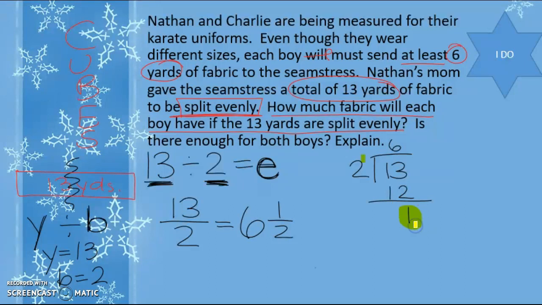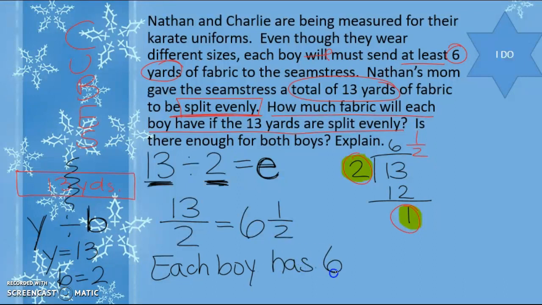My remainder and my divisor will be used to create a fraction. So each boy has 6.5 yards.